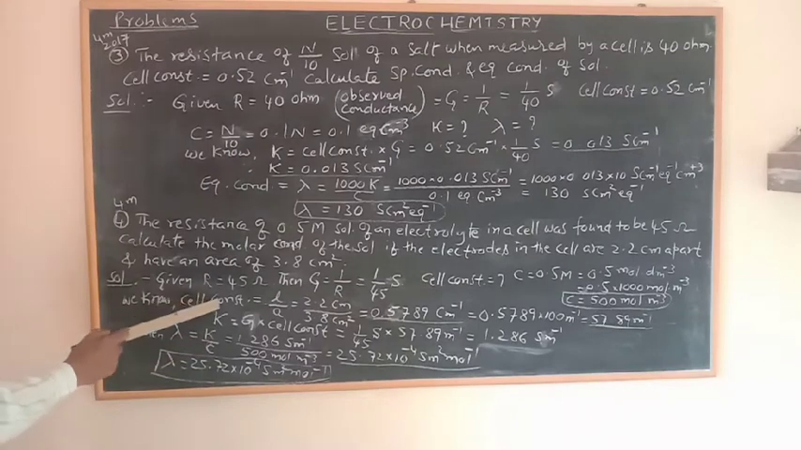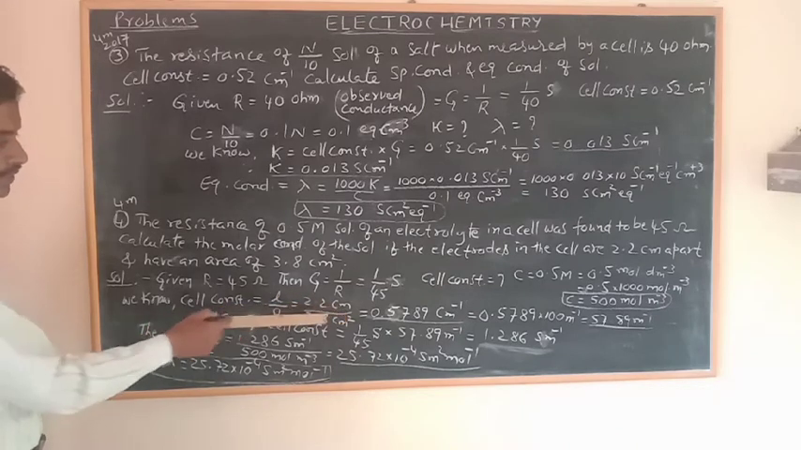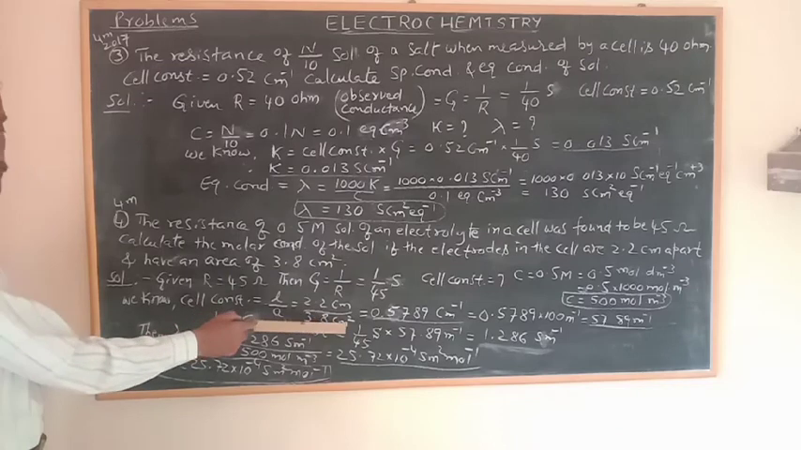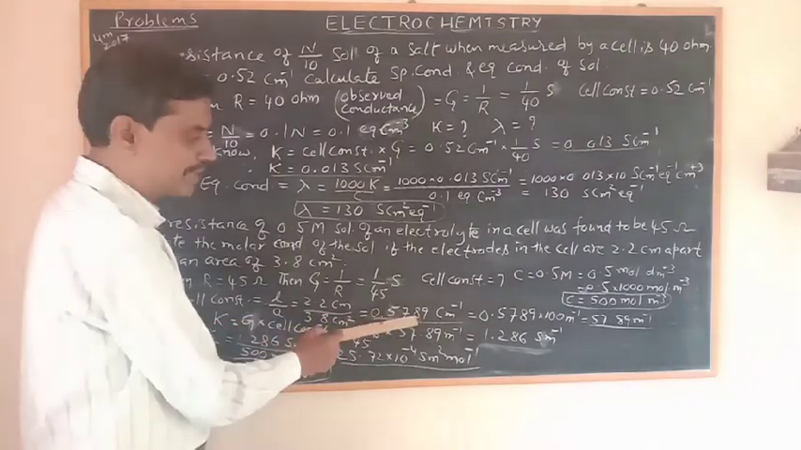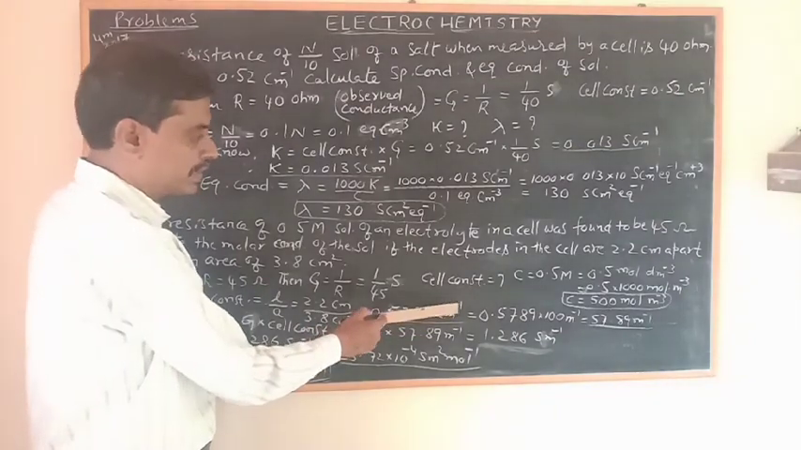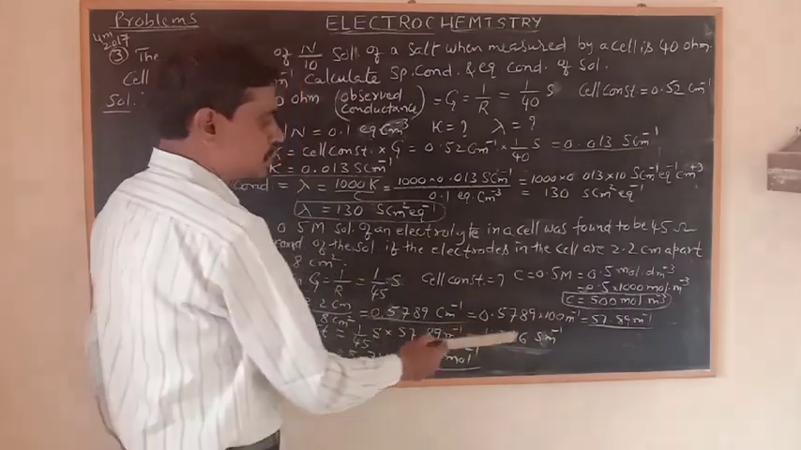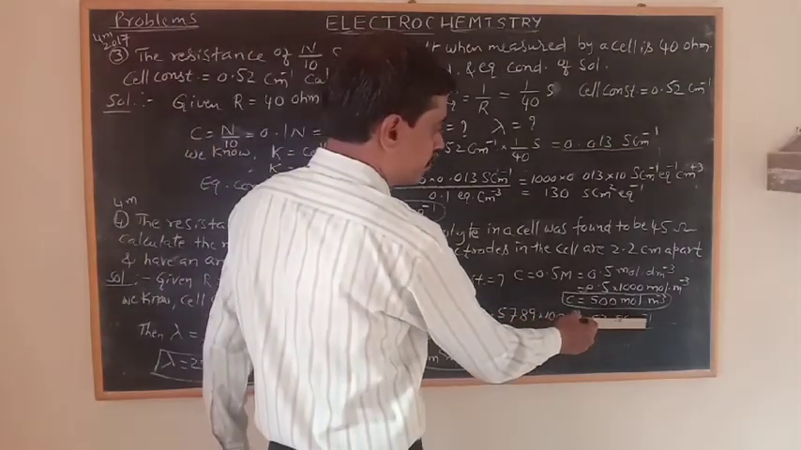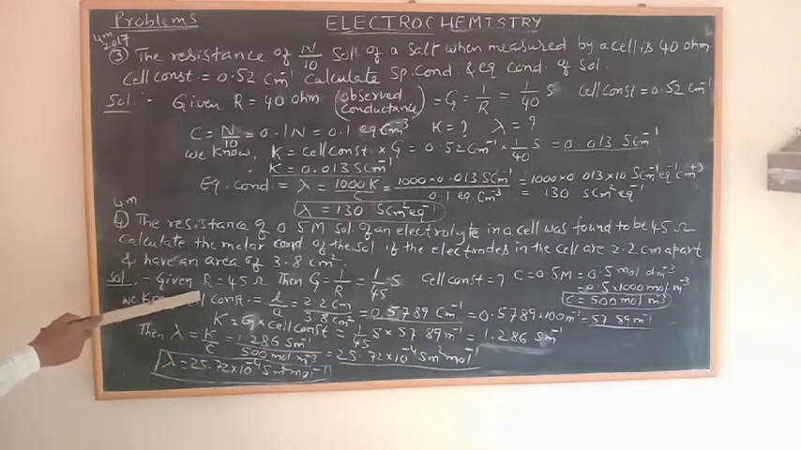Then we know that the cell constant is equal to the distance between the two electrodes divided by the area of cross section. Distance between the two electrodes is 2.2 cm divided by area 3.8 cm square. After simplification you get 0.5789 per centimeter. You have to convert this into per meter by multiplying by 100. So you will get 57.89 per meter. This is the value for the cell constant.